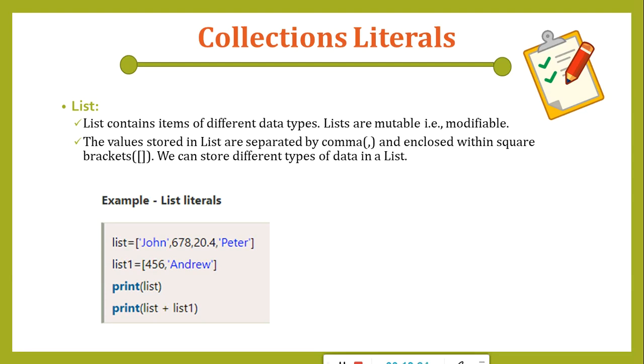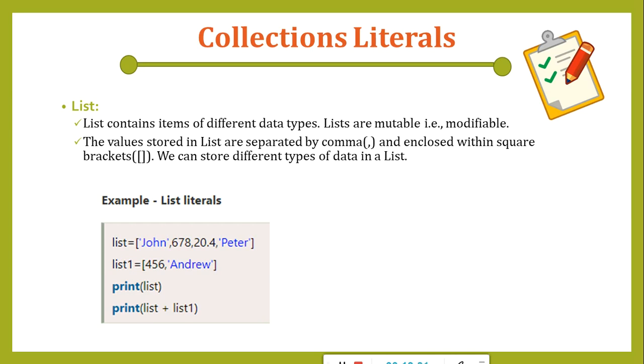A list contains items of different data types, meaning we can store different data types at the same time within a list. Lists are called mutable, meaning they can be modified and changed, we can alter the elements of the list, and that's why they come under the category of mutable data types or mutable literals. The values stored in a list are separated by commas, and they are enclosed within square brackets. So every time we define a list, we have to make use of square brackets, and every value will be separated by a comma.